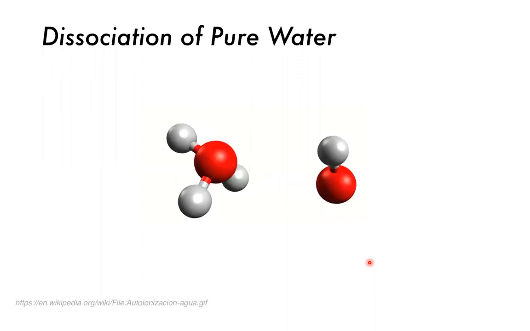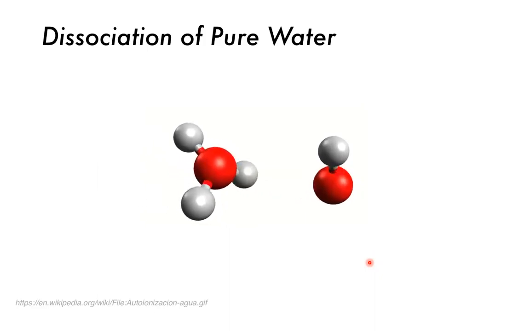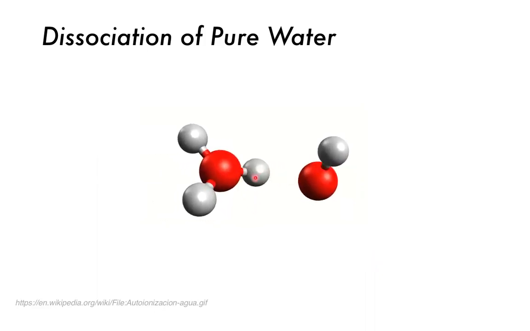So here is a nice little GIF of the dissociation of pure water as the water molecule here on the left comes in and grabs the hydrogen ion, and then they form the H3O plus and the OH minus.